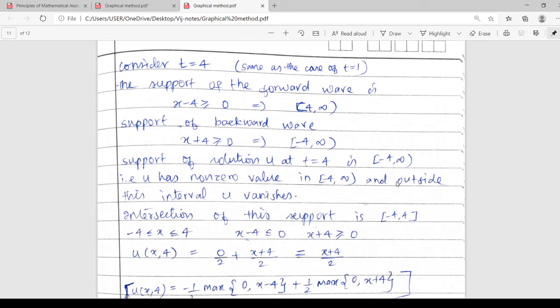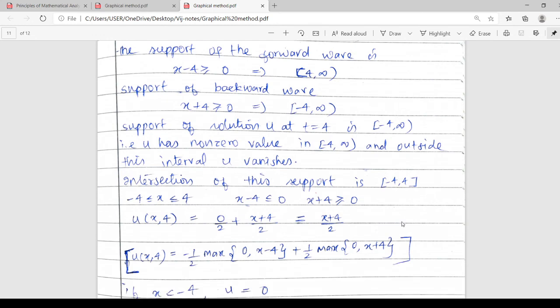Now for t equal to 4, again we have x-4 and x+4 as characteristics. So the support of the forward wave is the interval [4, infinity), and the support of the backward wave is (-4, infinity). So the support of the solution u will be (-4, infinity). So u has a non-zero value in (-4, infinity), and outside this interval u vanishes. Now the intersection of these supports is the closed interval [-4,4]. So in this intersection we have to find the value of u.